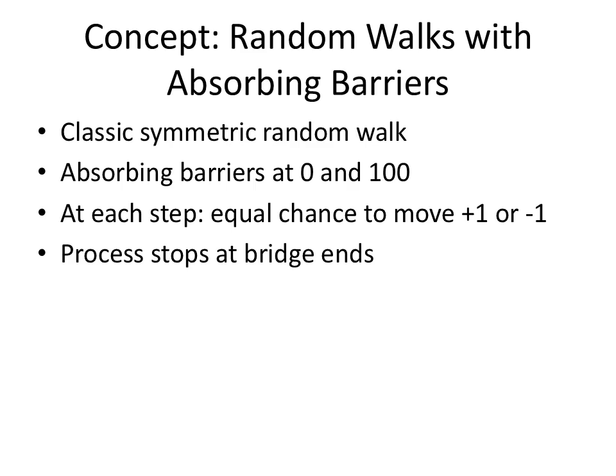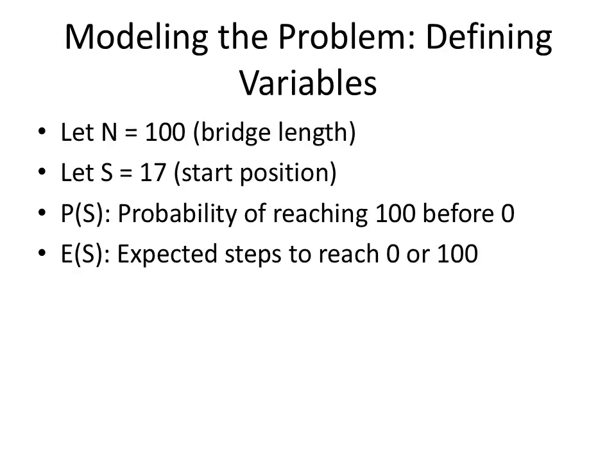Being a symmetric random walk, at every step the man is equally likely to move forward or backward by 1 unit. Our job is to use the mathematics of random walks to analyze both the chance he'll reach the far end and how long it might take on average. To formalize the problem, let's define n as the total length of the bridge, which is 100 meters. Our variable s is the initial starting position, which in this case is 17. We'll use capital P of s to represent the probability that, when starting at position s, the man will reach the end at 100 before he falls off the start at 0. Similarly, we'll use E of s for the expected number of steps he'll take before reaching either end.